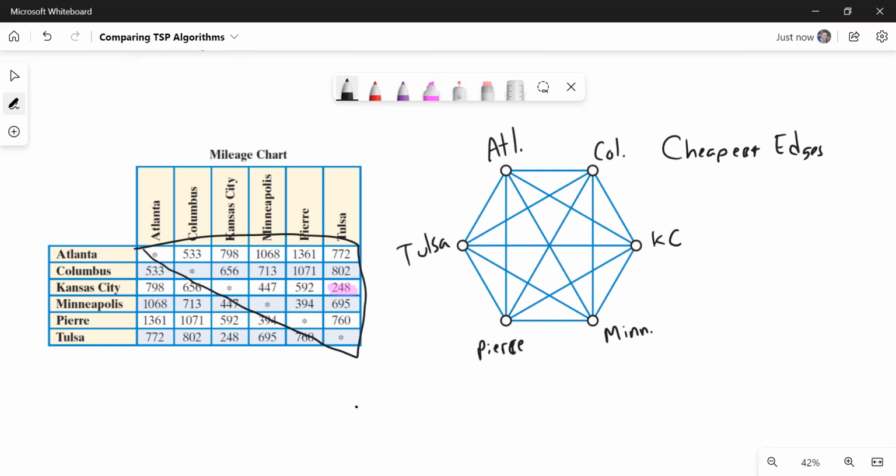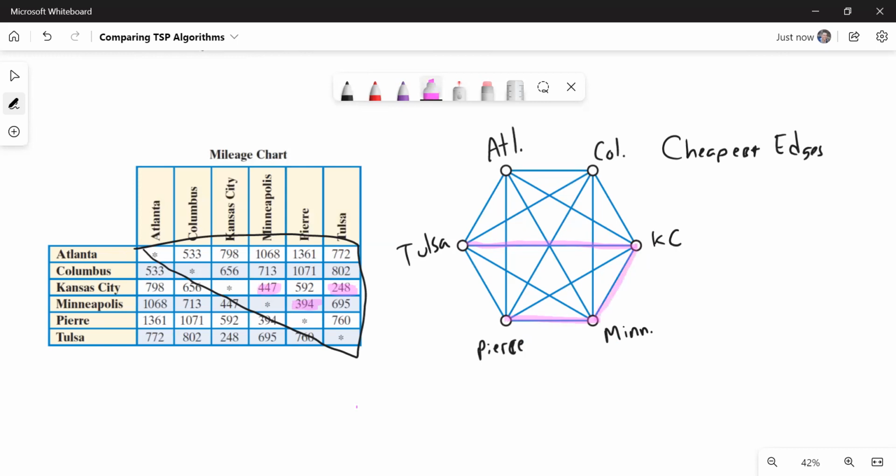So that's a degree of 2 on every one. So my first connection is Kansas City to Tulsa. So I draw that. My next cheapest, looking at all the numbers, would be 394. That's Minneapolis to Pierre. So I draw that in. The next smallest edge out of all those is 447. That's Kansas City to Minneapolis.